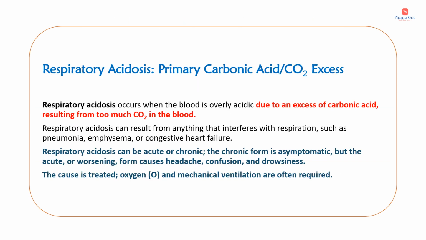The next one is respiratory acidosis, or primary carbonic acid or carbon dioxide excess. Respiratory acidosis occurs when the blood is overly acidic due to an excess of carbonic acid resulting from too much carbon dioxide in the blood. It can result from anything that interferes with respiration, such as pneumonia, emphysema or congestive heart failure. Respiratory acidosis can be acute or chronic. The chronic form is asymptomatic, but the acute or worsening form causes headache, confusion and drowsiness. The cause is treated. Oxygen and mechanical ventilation are often required.